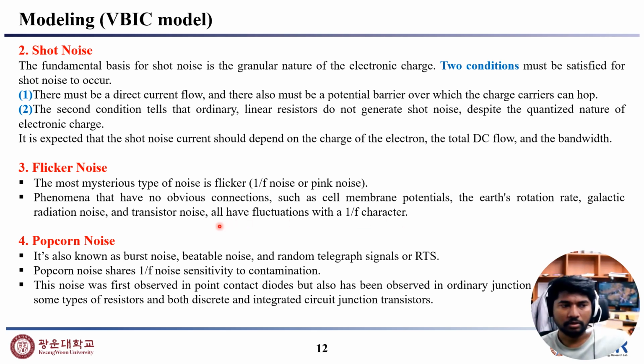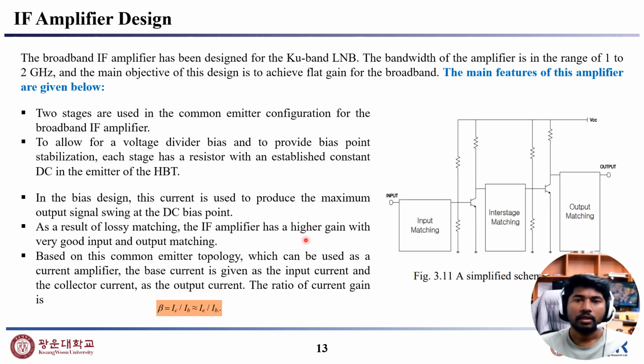And the final noise is popcorn noise, and it is also known as burst noise, bistable noise, and random telegraph signal or RTS. Popcorn noise shares 1/f noise sensitivity to contamination, and this noise was first observed in point contact diodes, but also has been observed in ordinary junctions, some types of resistors, and both discrete and integrated circuit junction transistors.